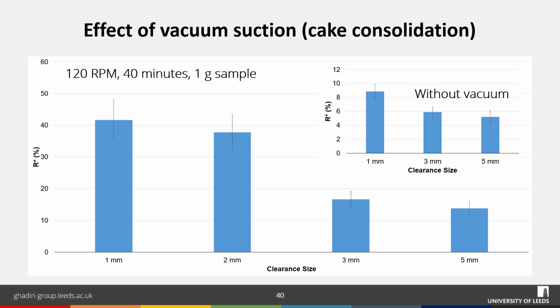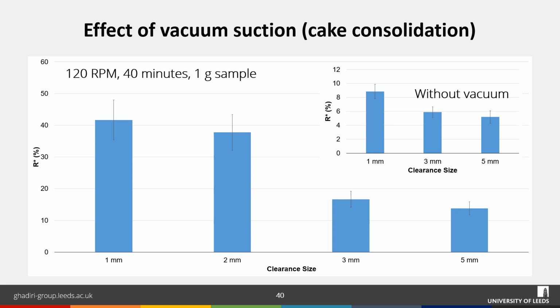It's very clear that at the clearance size of 1 millimeter, the resulting extent of breakage is as high as 41%. The extent of breakage is reduced as the clearance size is increased, going from 2 to 3 millimeter. A large reduction in the extent of breakage of about 20% is observed. The R star at 3 and 5 mm clearance is about 17 and 14% respectively.